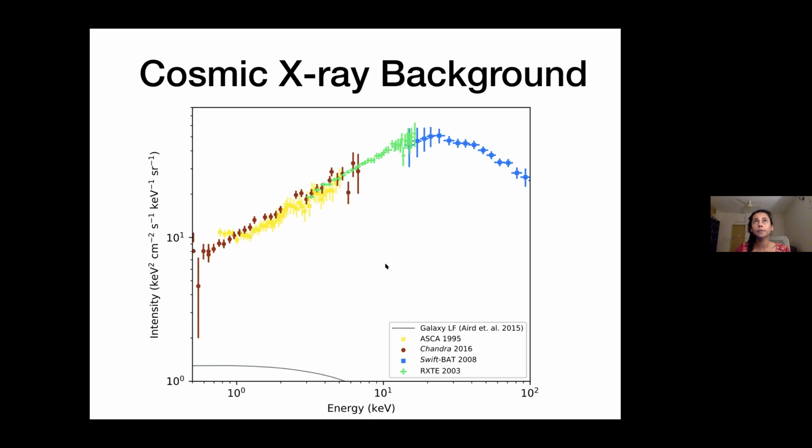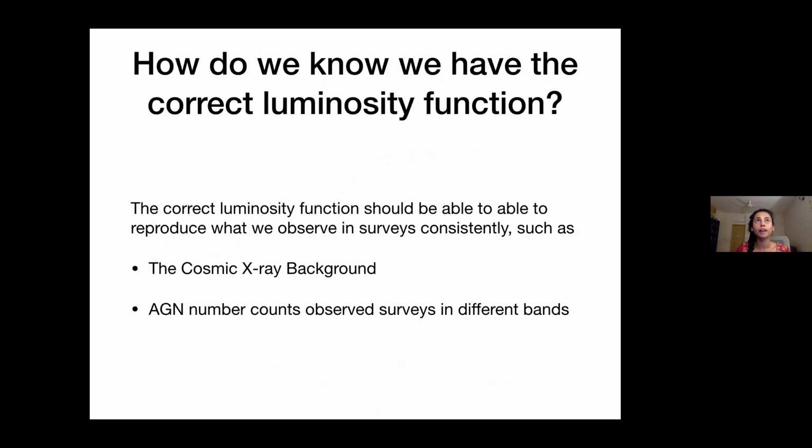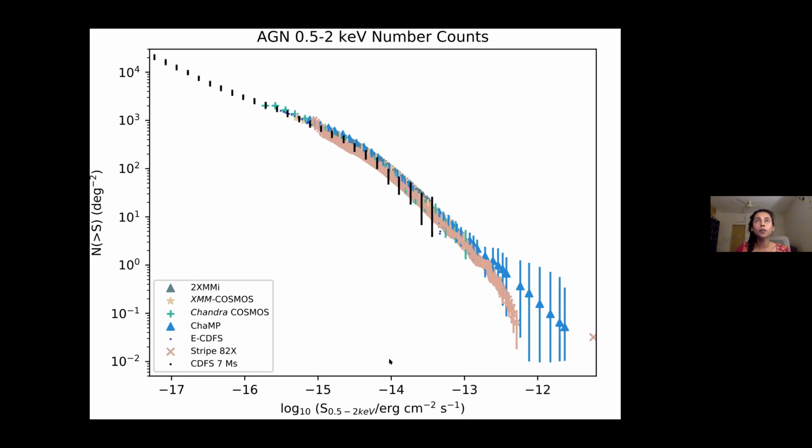Besides the CXB, another important constraint that we have is AGN number counts observed in surveys in different bands. So what are AGN number counts? It is just the number of AGN observed in that energy window. How many of these AGN do we see per square degree of the sky? So the x-axis is the flux and the y-axis is just the number we see per square degree. There are many different number counts in different bands and flux limits, and a correct population synthesis model should be able to reproduce all these constraints, and all these data sets are shown here in this table from Ananna et al. 2019.